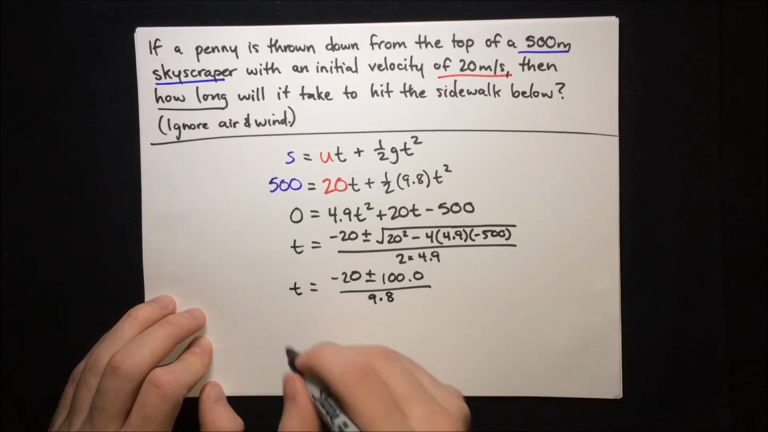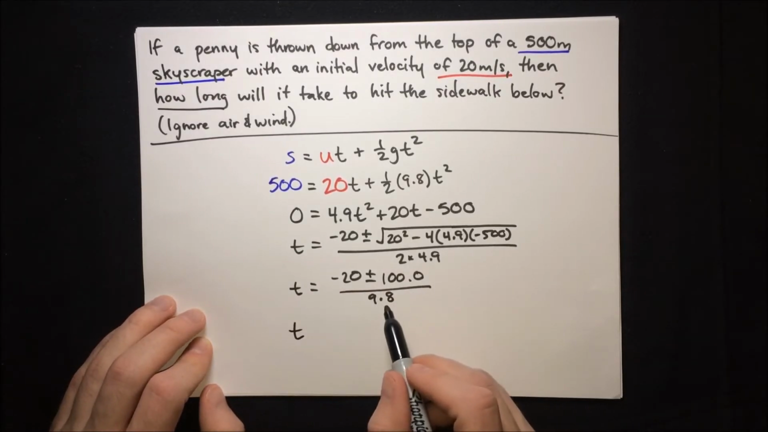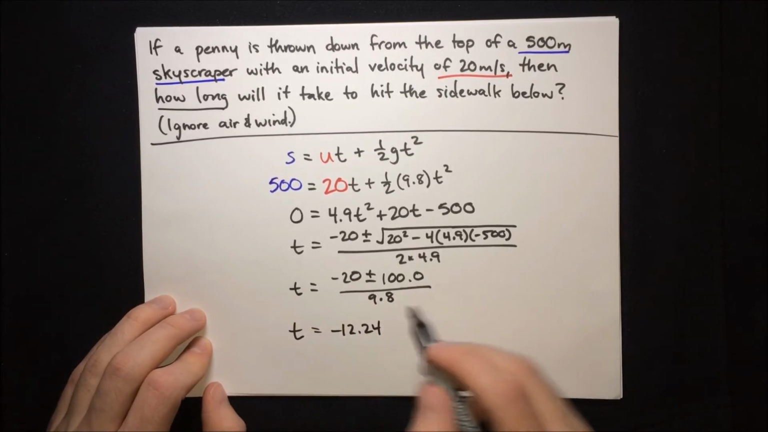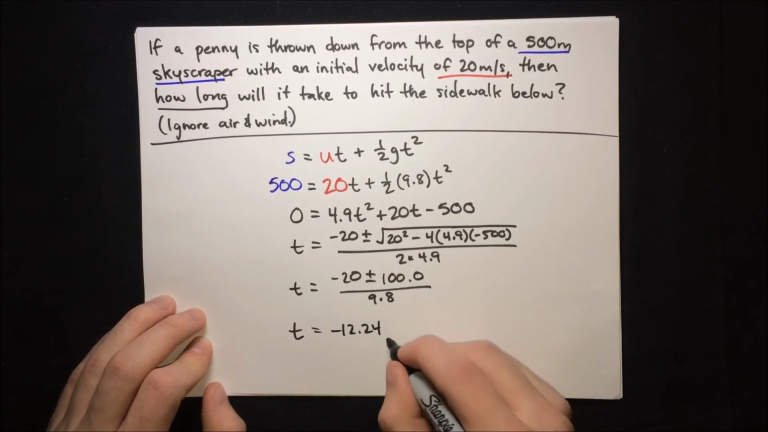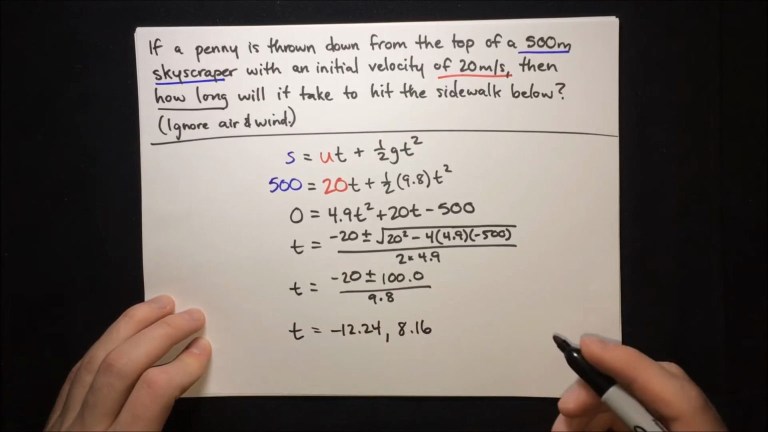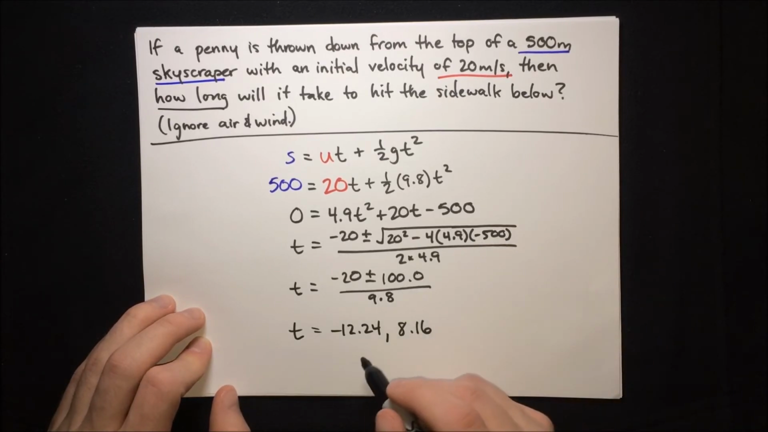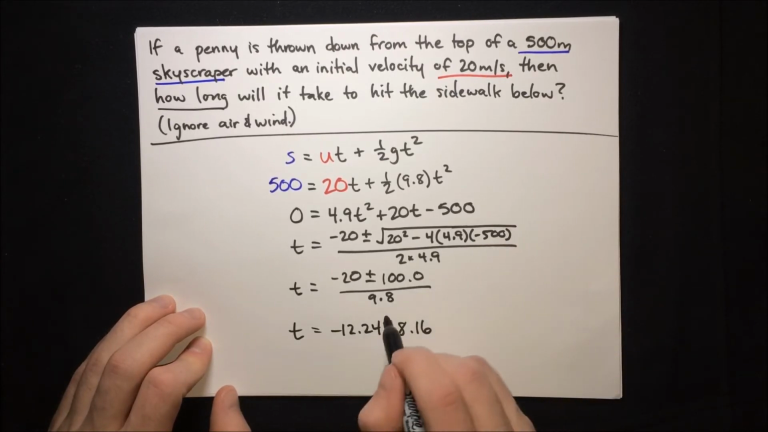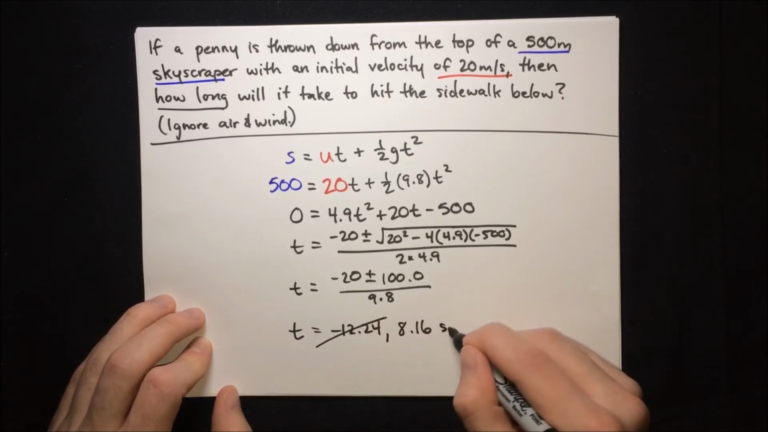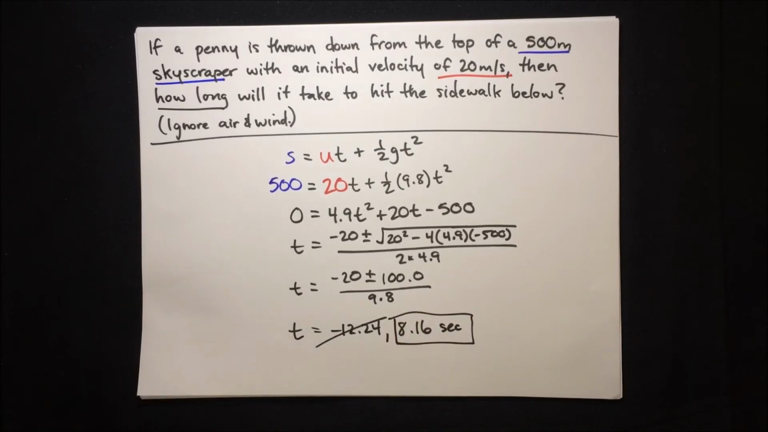And then we'll get the two solutions now. So there's negative 20 minus 100 over 9.8, and that comes out to negative 12.24. And then there's negative 20 plus 100 over 9.8. That comes out to 8.16. But this is like a physical scenario. We're not going backwards in time. We're measuring a positive duration of time. So let's get rid of the negative solution. And this is the one we want, 8.16 seconds. That's how long it takes to hit the bottom.